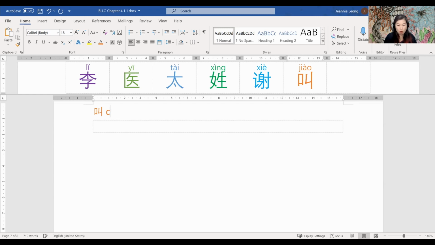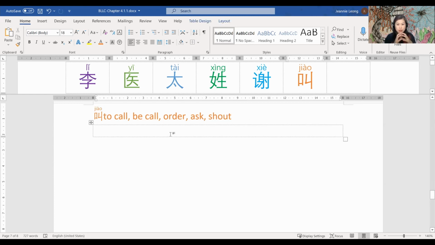It means to call, like to call somebody or be called. You can use it to order things, like order someone to do something, or order food, or ask someone to do something. Apparently, it also means jiào on its own. As a character on its own, you can use it like this.